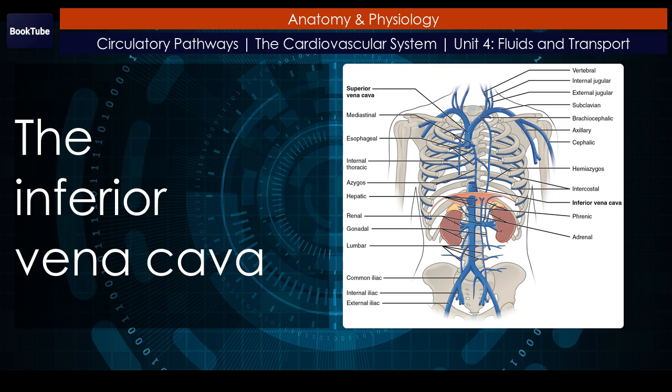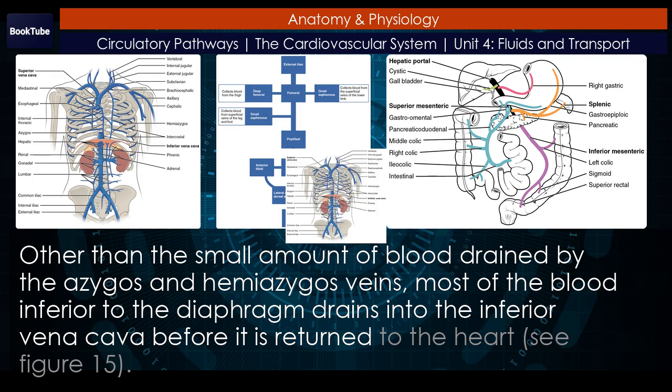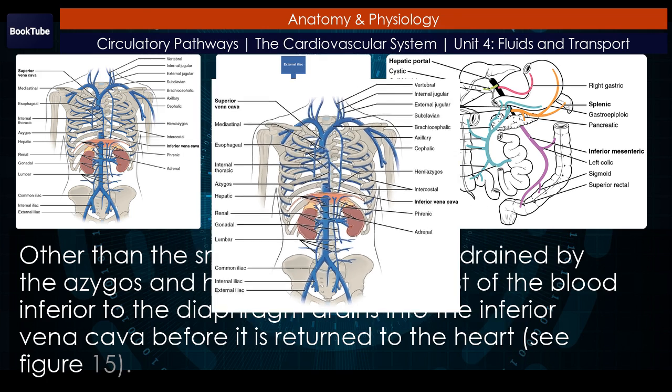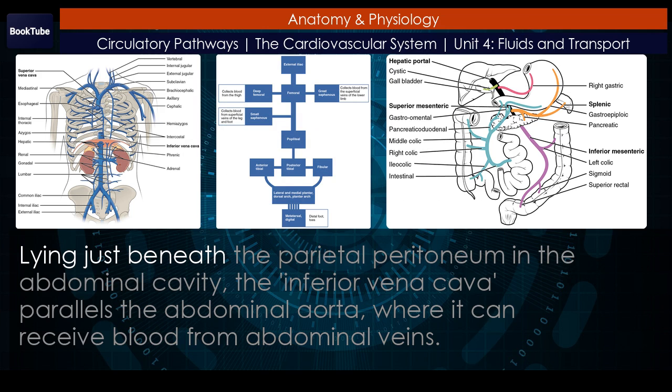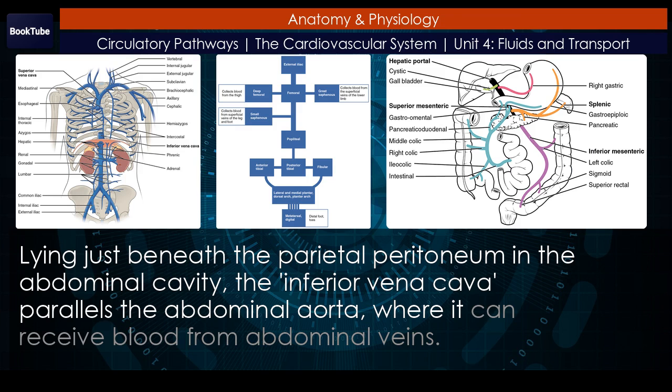The inferior vena cava. Other than the small amount of blood drained by the azygous and hemiazygous veins, most of the blood inferior to the diaphragm drains into the inferior vena cava before it is returned to the heart. See Figure 15. Lying just beneath the parietal peritoneum in the abdominal cavity, the inferior vena cava parallels the abdominal aorta, where it can receive blood from abdominal veins.